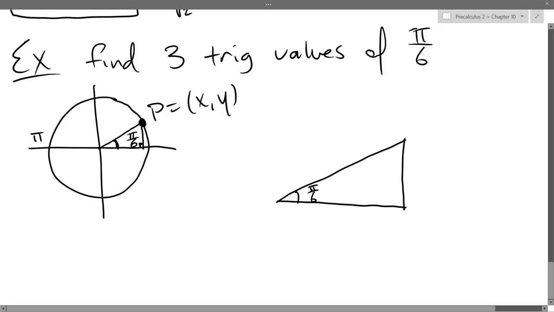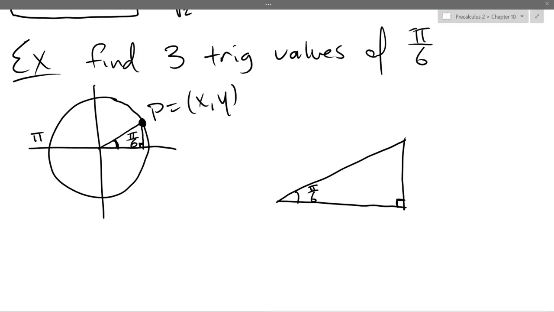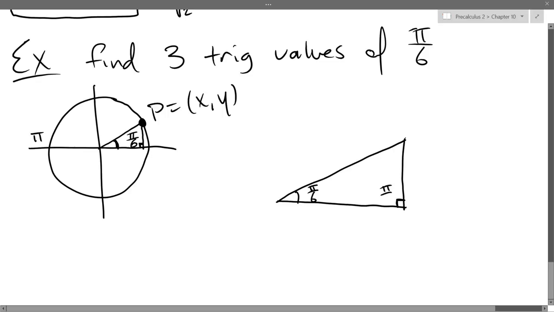So we got a pi over 6. And what is our right angle measured in radians? We got that right angle, 90 degrees. We got pi over 2. So we got pi over 6, pi over 2. And our last angle, how am I going to get that third angle?